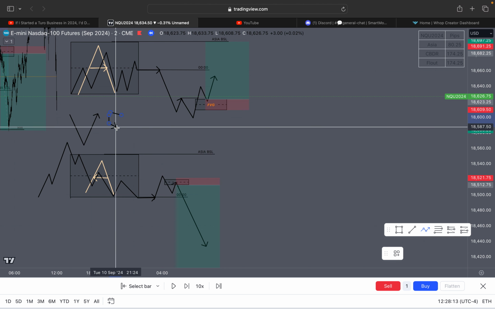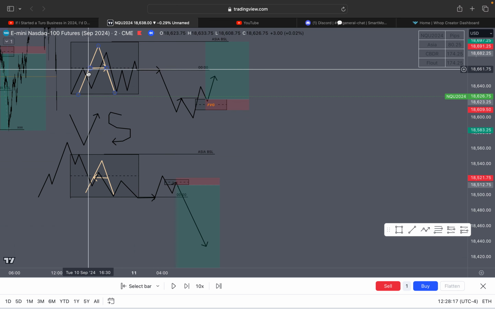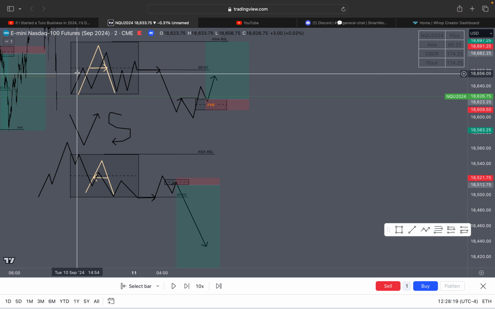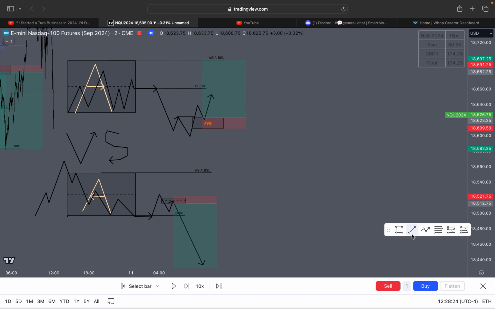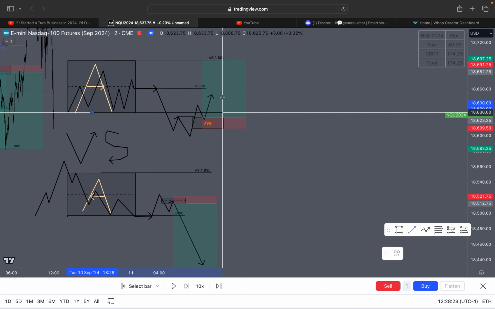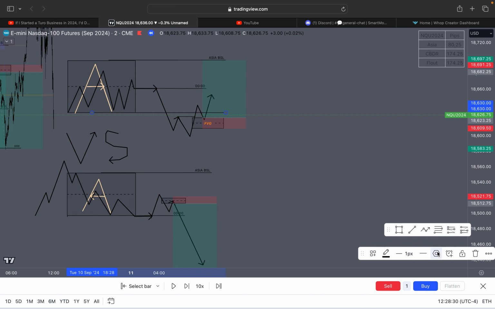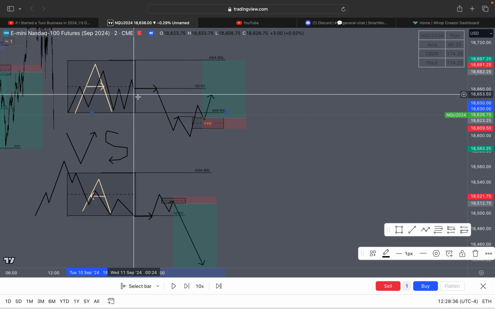So the A stands for agent. First up here, when your agent session accumulates, meaning it's building up liquidity, this is building up liquidity for your London session to manipulate, right? Agent session accumulates, London session manipulates.